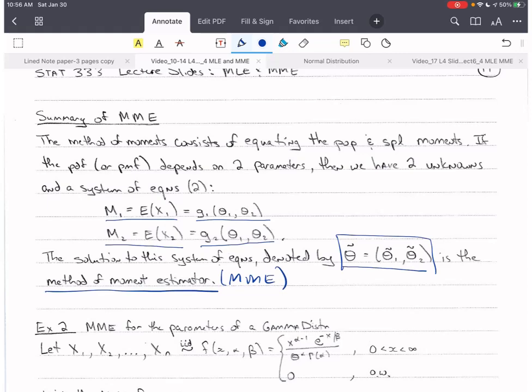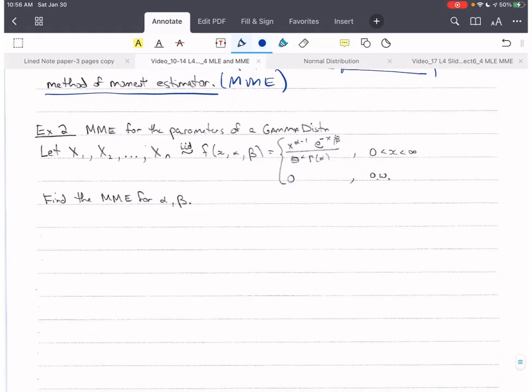Okay, so let's do another example. We want the MME for the parameters of a gamma distribution. Let X1 to Xn be IID f of x, alpha, beta, which is x to the alpha minus 1 e to the negative x over beta, over beta to the alpha times gamma of alpha, for x greater than 0, and if x is not greater than 0, then the PDF is 0. We want to find the MME for alpha and beta.